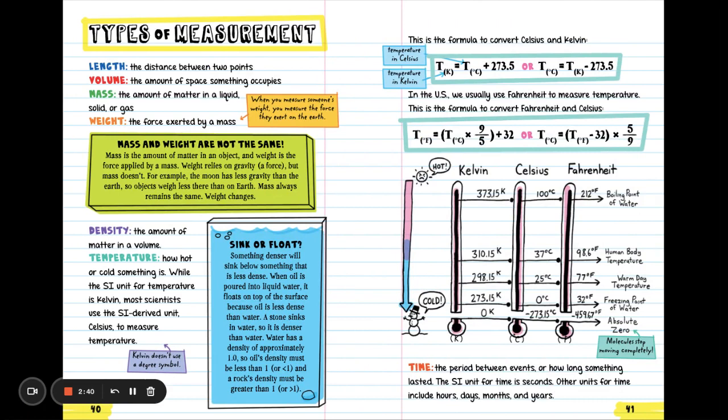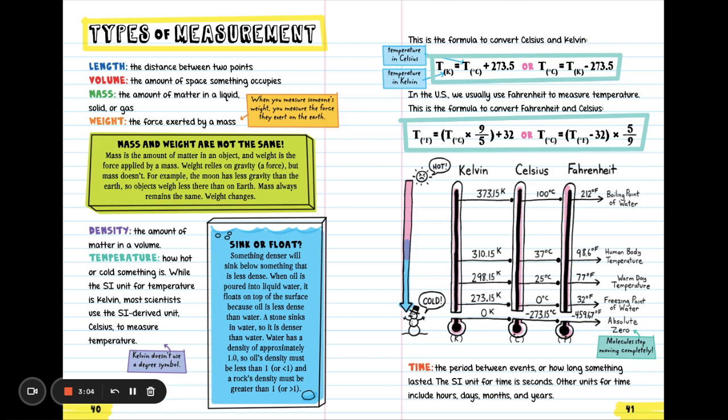Types of measurement. Length is the distance between 2 points. Volume, the amount of space something occupies. Mass, the amount of matter in a liquid, solid, or gas. And weight, the force exerted by a mass. When you measure someone's weight, you measure the force they exert on the earth. Mass and weight are not the same. Mass is the amount of matter in an object, and weight is the force applied by a mass.